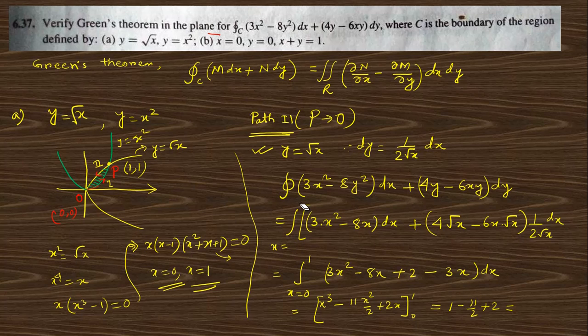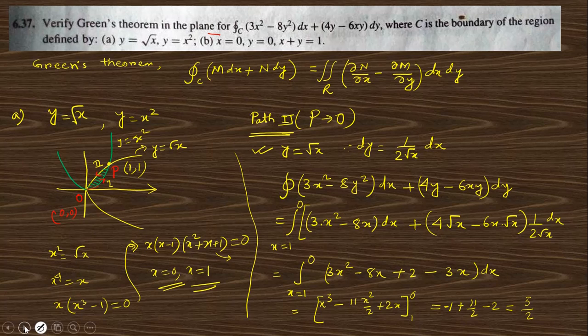So the limit will be 1 to 0. Just put the limit value 1 to 0. You will get this will be minus, this will be plus, and this will be minus. So you will get minus 3. So this is the 5 by 2. So this will be for path 2, now for path 1.